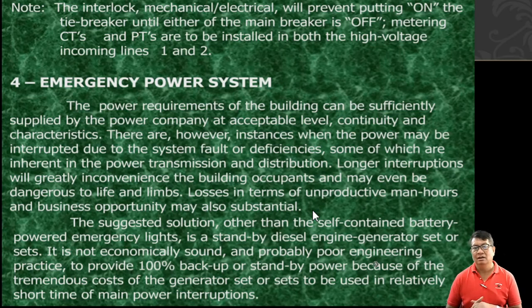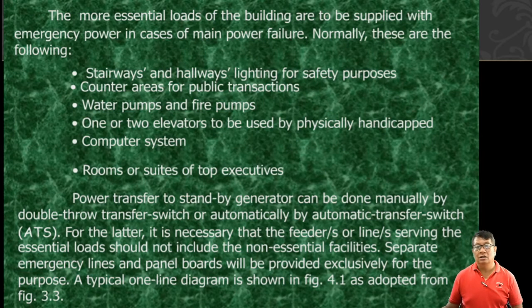emergency power system. That means the whole building will be supplied by the emergency power system or the standby generator. It is difficult to choose who will be supplied. For example, for the occupants of our condominiums, we should consider a 100% emergency power system. Otherwise, the more essential loads of the building are to be supplied with emergency power. That is the usual practice: only the essential loads are supplied with emergency power.